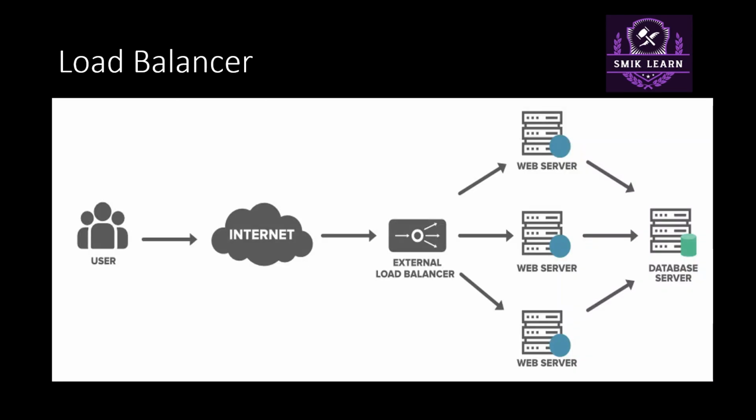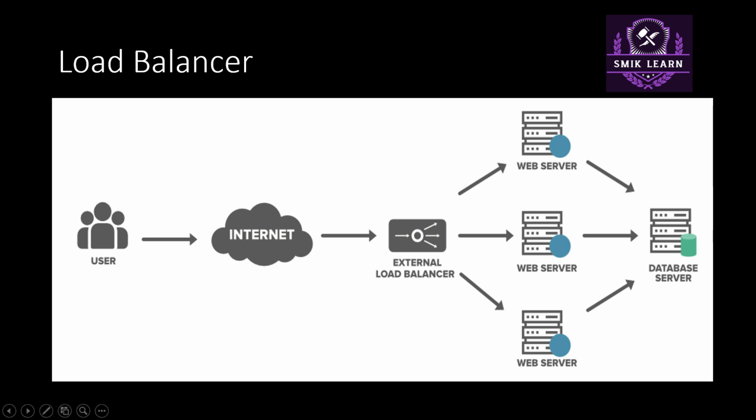Next we'll move on to the load balancer. What is a load balancer? We have to see. In this diagram you can see the load balancer here. The user will be accessing the internet, and this internet will be connected to the external load balancer. The load balancer will be handling the different web servers. When there is high internet usage or more traffic coming to the web server, for example nearly a million users coming at a time, this load balancer will be balancing the number of requests.